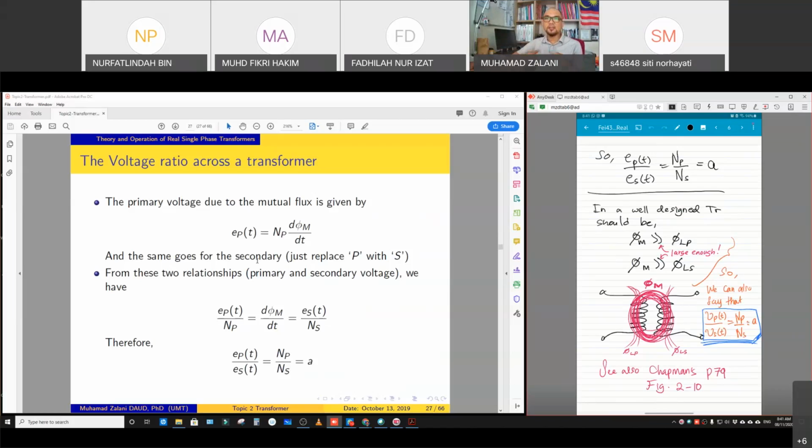The difference is in how we extend the calculation, considering the leakage inductances, flux leakage, and also the losses, other losses that occur in the transformer. We will be talking about other losses in the next slides.